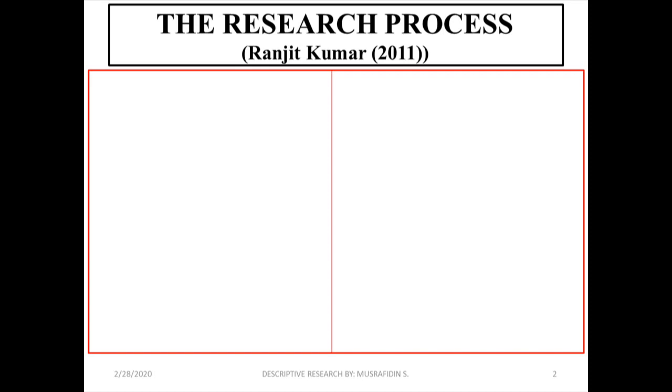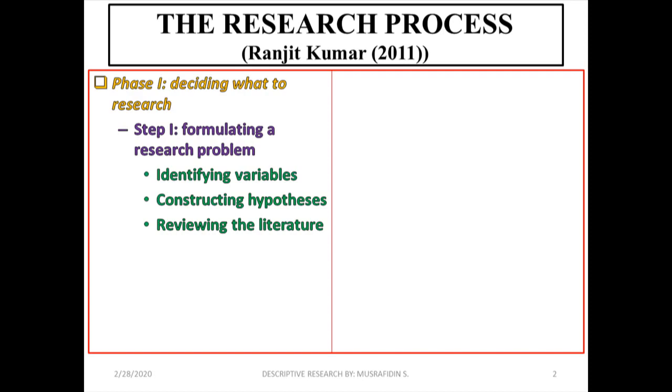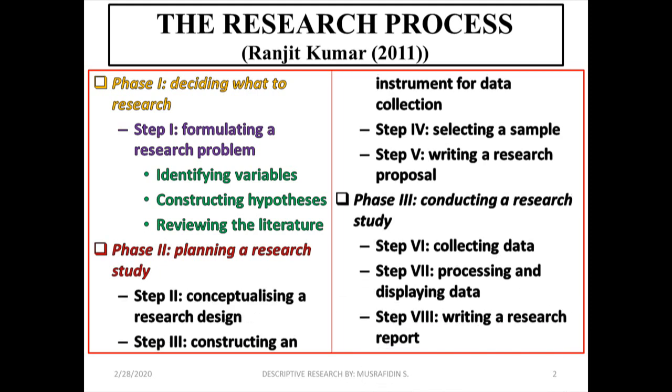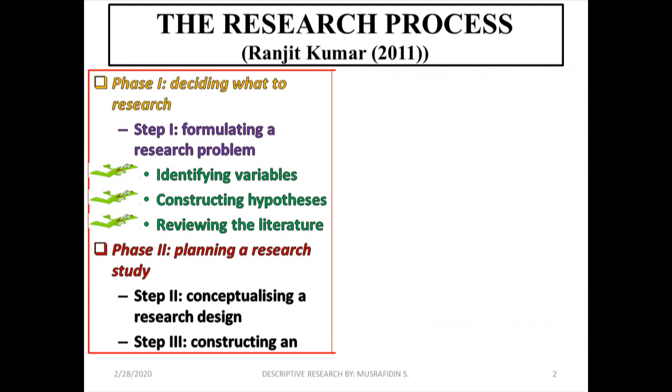Ranjit Kumar divides the research process into three phases, with eight steps. We had already discussed phase one: identifying variables, constructing hypotheses, and reviewing the literature. Therefore, our discussion now is about phase two, planning a research study, with the topic step two, conceptualizing a research design.